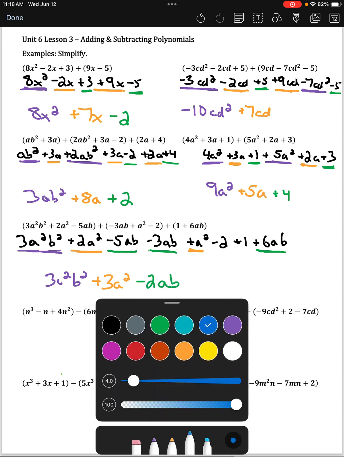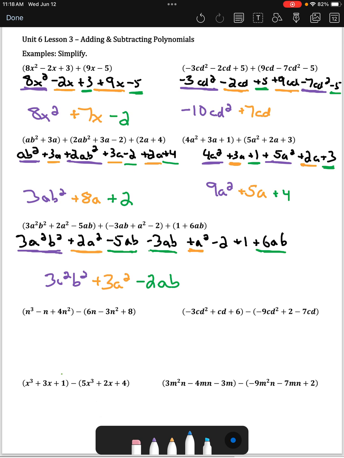And then we need another color because we still have some things not underlined. The negative 2 and the positive 1. Negative 2 plus 1 combines to be a negative 1. And we have our final simplified version of 3a squared b squared plus 3a squared minus 2ab minus 1.